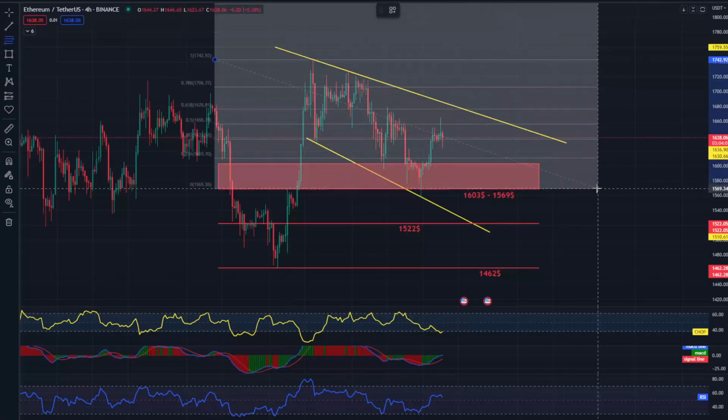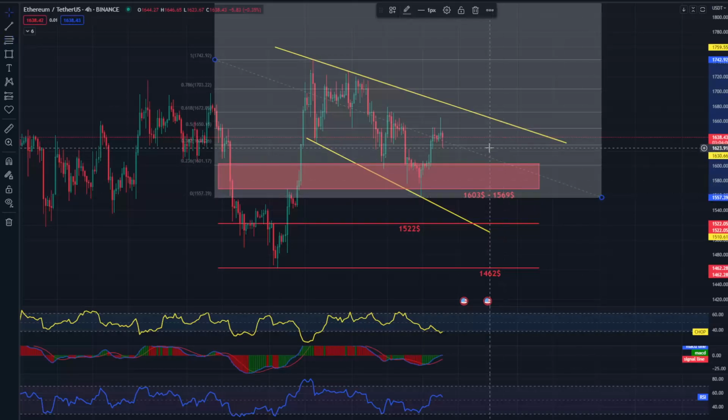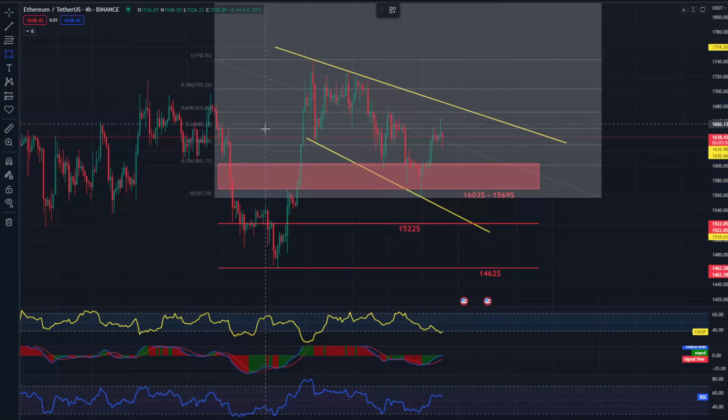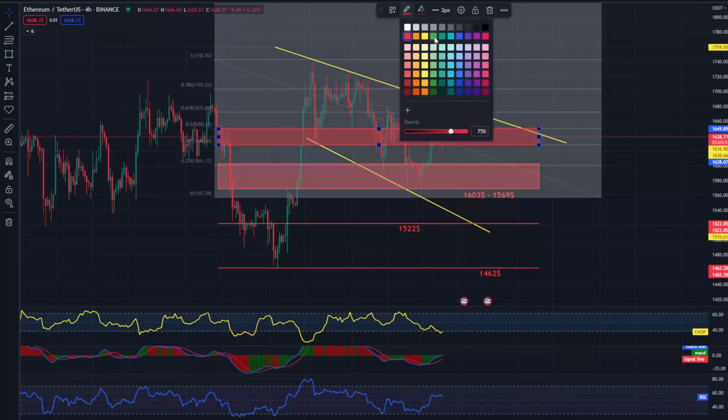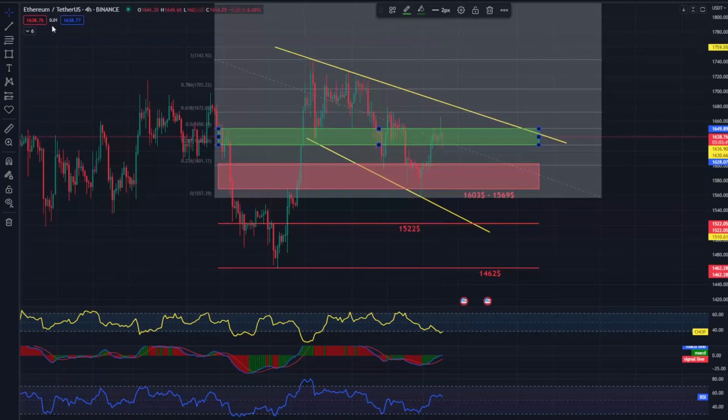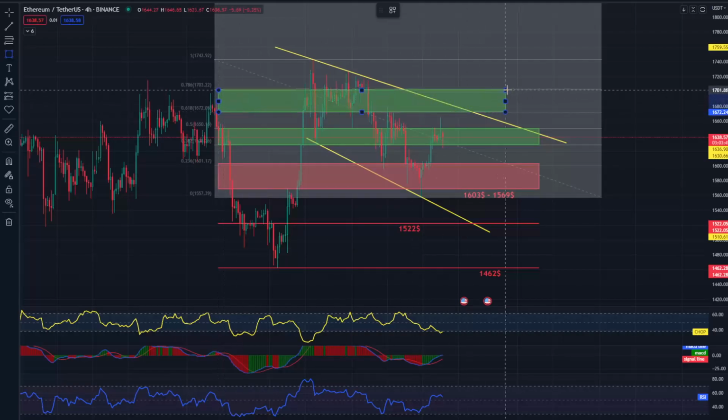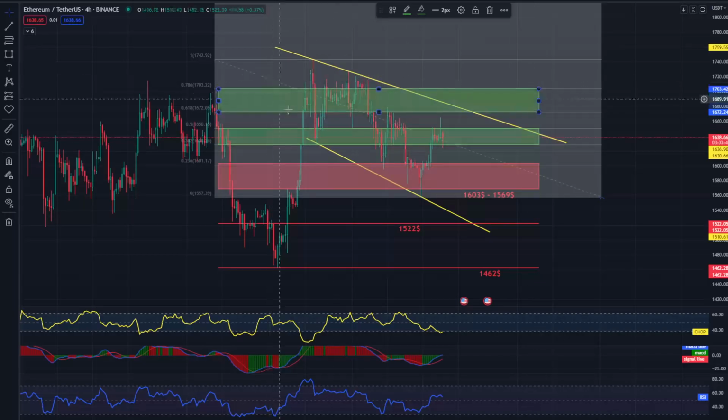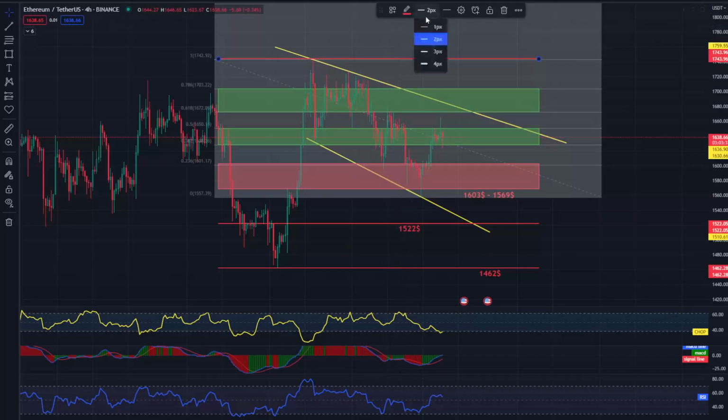Looking at the other side, we can mark the places where the price should encounter resistance on the path of growth. And here, as the first, we have a resistance zone from $1,628 to $1,650. We still have a second zone from $1,672 to $1,703. Only when we overcome it will the price move towards resistance at $1,743.